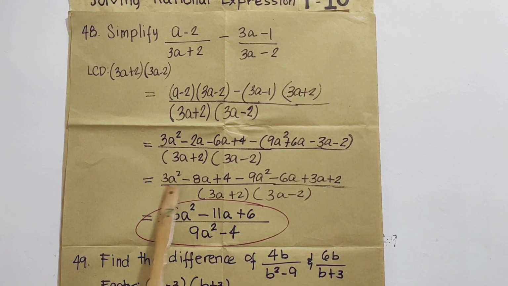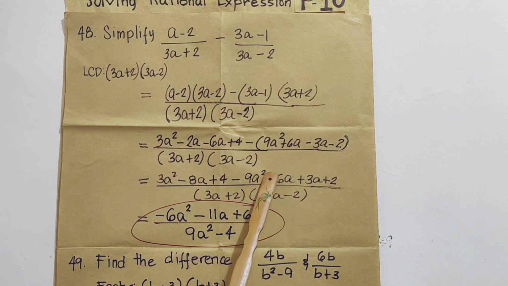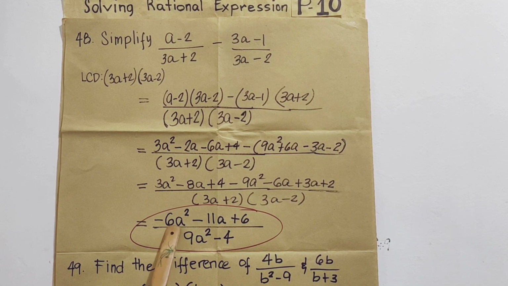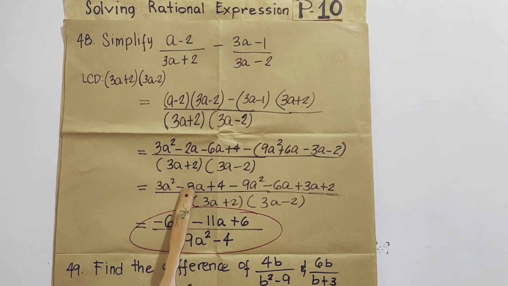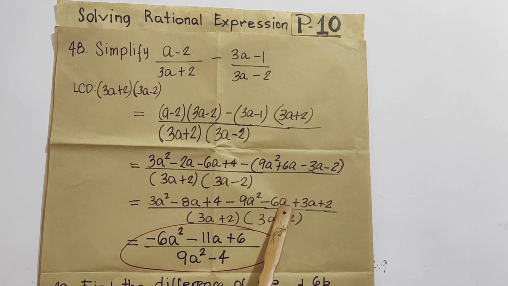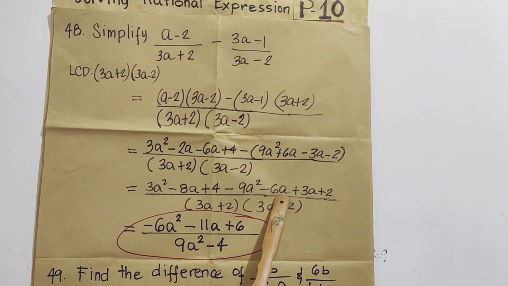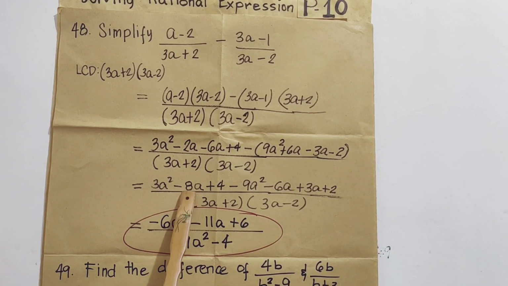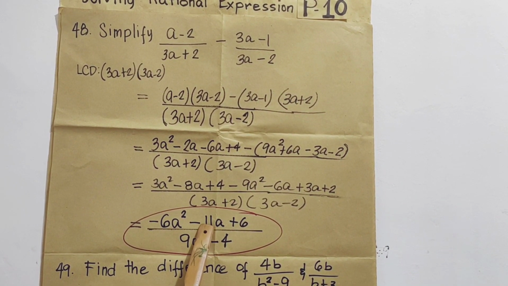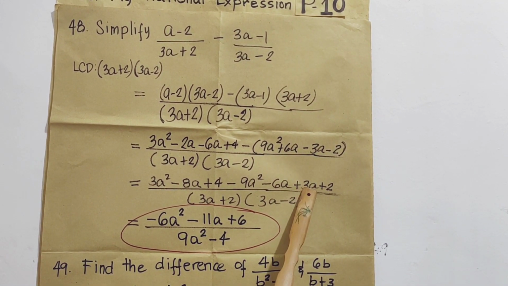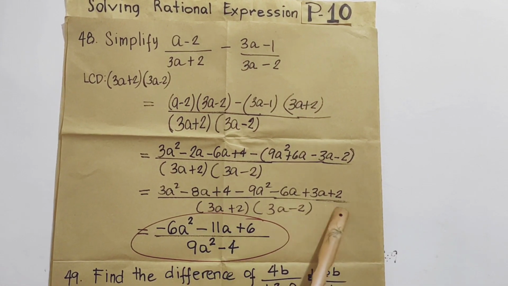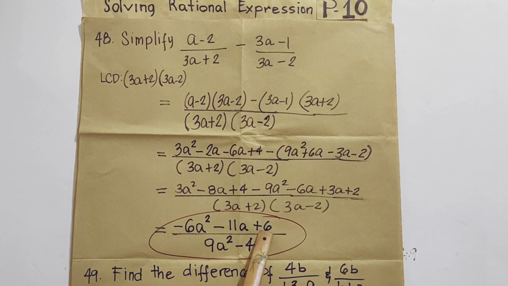So 3a squared, and we have negative 9a squared. Unlike sign, so we're going to minus. 3 minus 9 equals negative 6a squared. And negative 8a, then we have negative 6a here. Then if we're going to combine, we have negative 14a, then we have positive 3a, so we have to minus, that's why we have negative 11a, then positive 4 plus positive 2 equals positive 6.